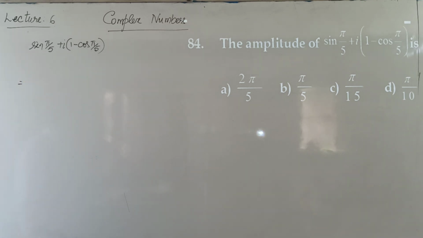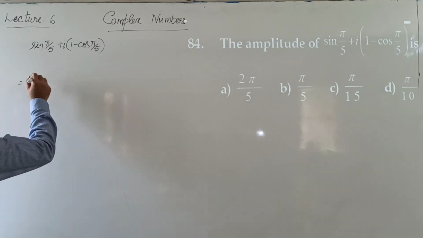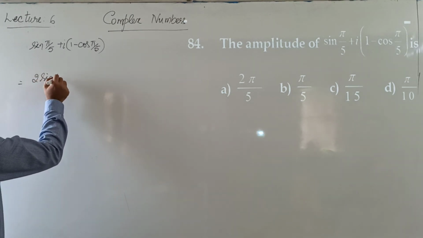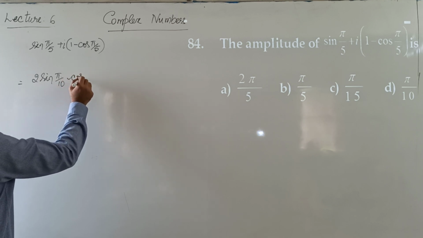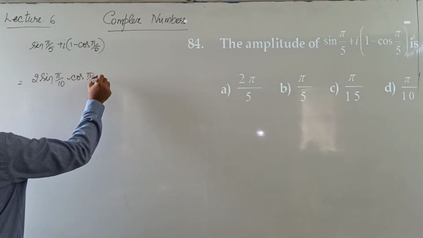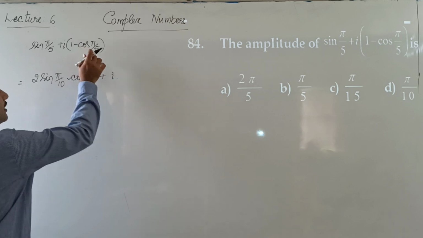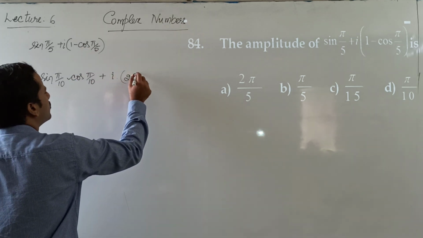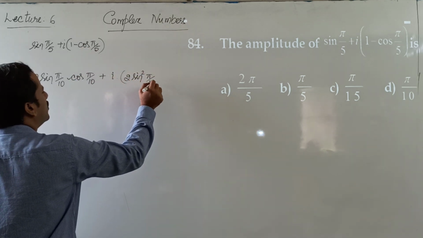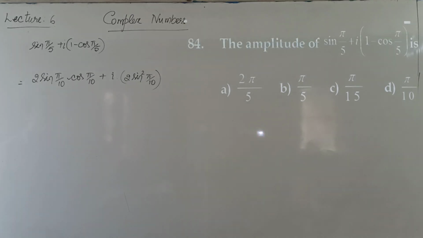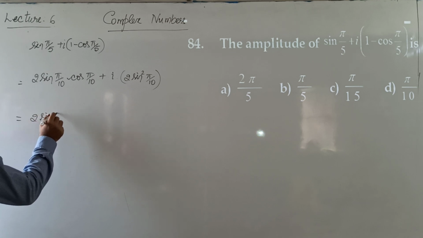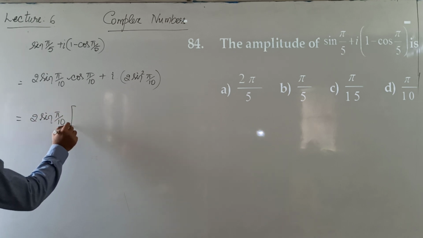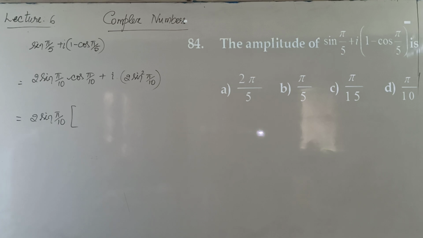It looks like sin theta. Sin theta can be written as 2 sin theta by 2 cos theta. So this will give you 2 sin pi by 10 cos pi by 10, plus i into 1 minus cos theta, that is 2 sin square theta by 2, 2 sin square pi by 10. I will take 2 sin pi by 10 as a common factor. Then what will remain here?